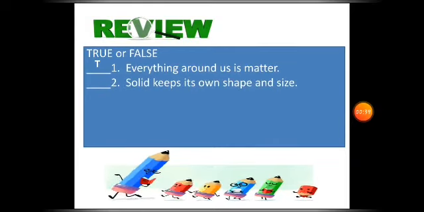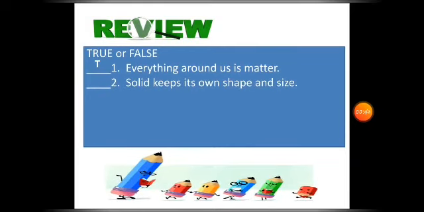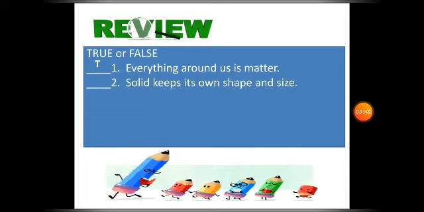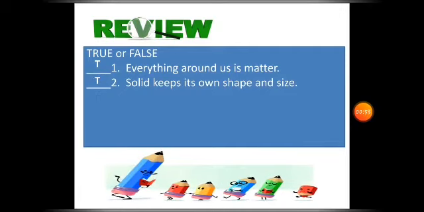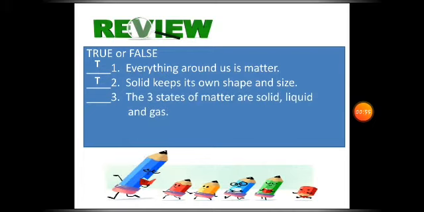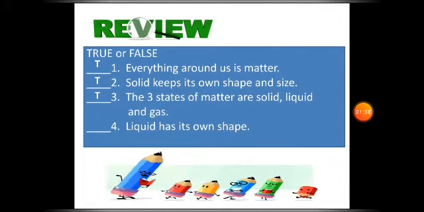How about number 2? Solid keeps its own shape and size. Yes, what's the answer? Very good. Still, it is true. Number 3. The 3 states of matter are solid, liquid, and gas. Well, it's very obvious. The answer is true. How about number 4? Liquid has its own shape. Is this statement correct? Very good. This is a false statement.